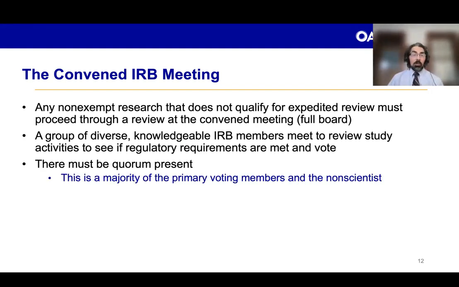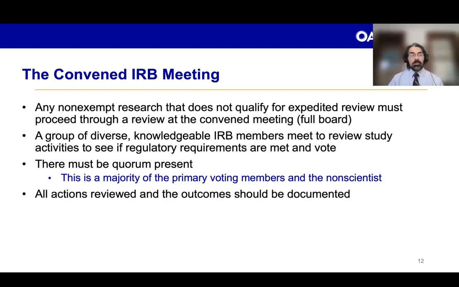An IRB must have a minimum of 5 members with at least one scientist, one non-scientist, and one unaffiliated member. It's possible for one person to occupy both a non-scientist and an unaffiliated role. So in order for this meeting to occur, you have to have quorum, which is a majority of the primary voting members, plus the non-scientist. In a case of a 5-member IRB, 3 members, one of whom is the non-scientist, must be present. If at any time a majority of the primary voting members is lost or the non-scientist is not present, there is not quorum and the board is not allowed to vote on any items.